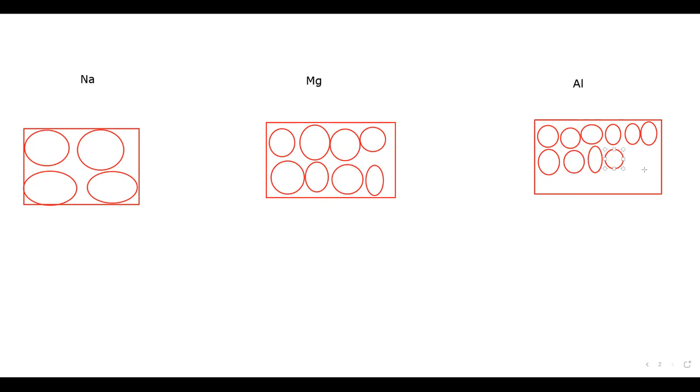So when we compare which one will have the highest melting point, the melting point depends on the strength of the metallic bond. All of them have metallic bonds. In the case of sodium, it will be a plus one charge. In the case of magnesium, it will be a plus two charge on the positive ion. Whereas in the case of aluminium, it will be a plus three charge.